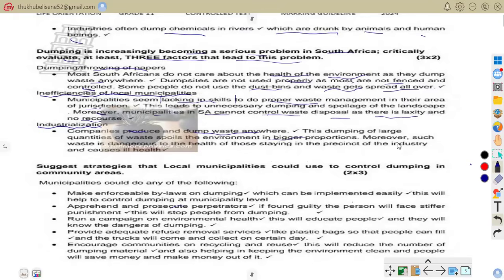Moreover, such waste is dangerous to the health of those staying in the precinct of the industry and causes ill health. You know very well that pollution damages the environment. So dangerous waste affects nearby communities. That is what we say is going to be dangerous to the health of those staying near those industries, and that will cause ill health. So I hope we are together on that.